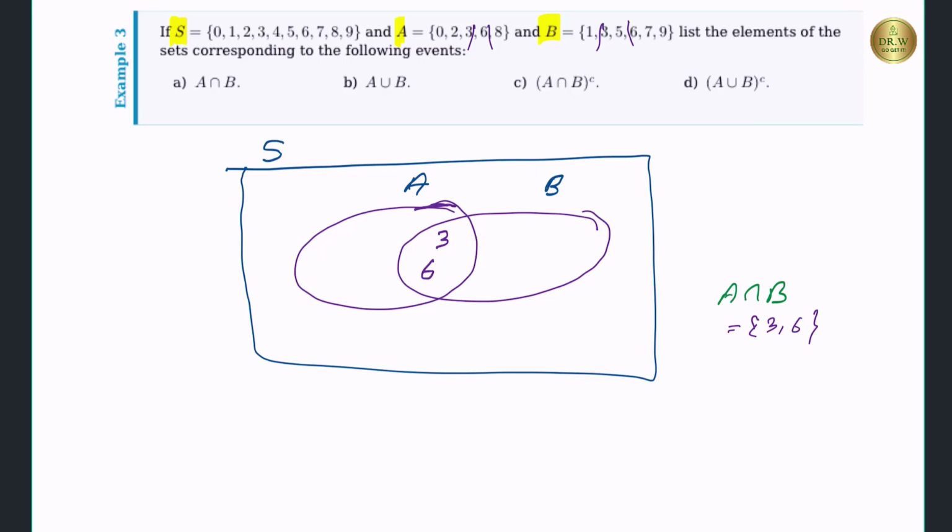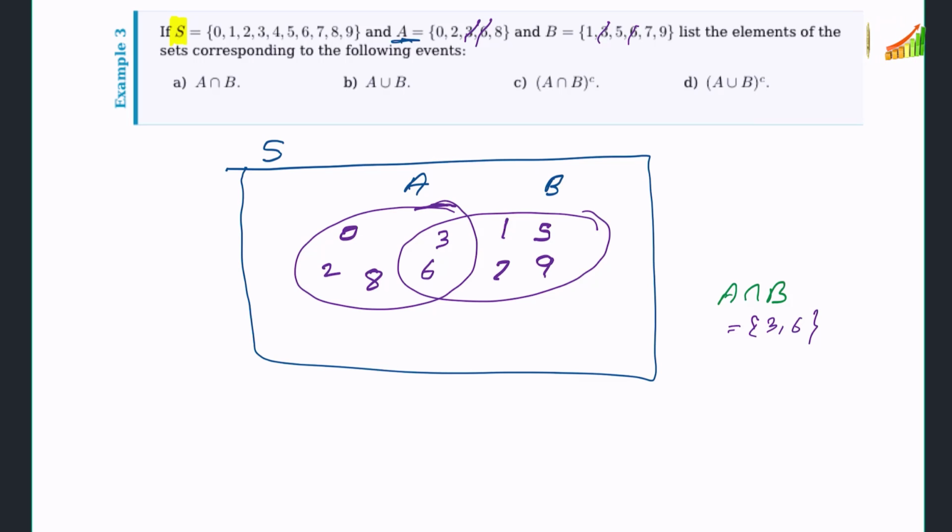Now let's fill the area only A. How do we fill the area only A? Consider the rest of the elements of A. We see 6 and 3 are already in A. The rest of them are 0, 2, 8. Now you see we have all elements in A. Similarly, go to B. We see 6 and 3 are in B already. The rest of the elements are 1, 5, 7, 9.